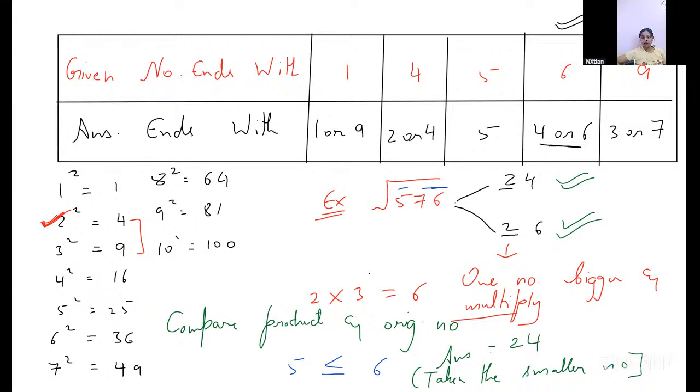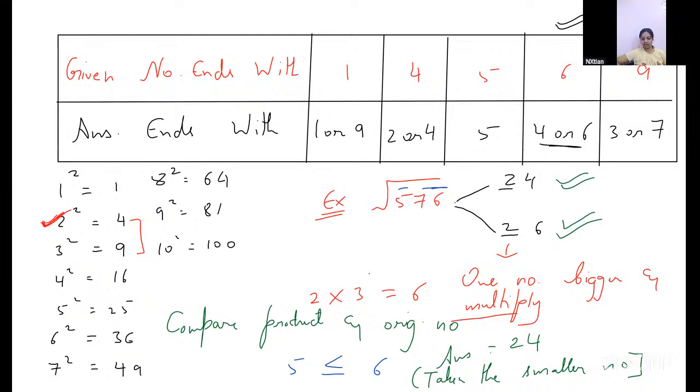We first did 6, and on the table we can see it's either 4 or 6. So we put 4 and 6, and then we put a dash on each of them. Then we go back to the table, and for the second pair, where does 5 come in? It comes between 4 and 9. So 5 is over there. So we take the smallest number, which is 2. So that's how we get 24 and 26.